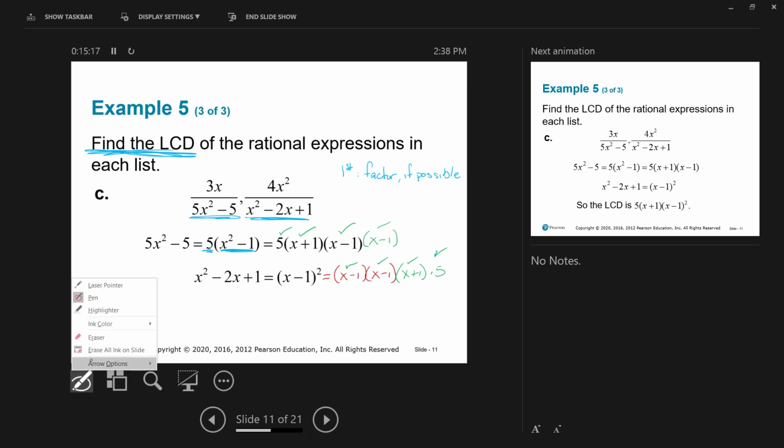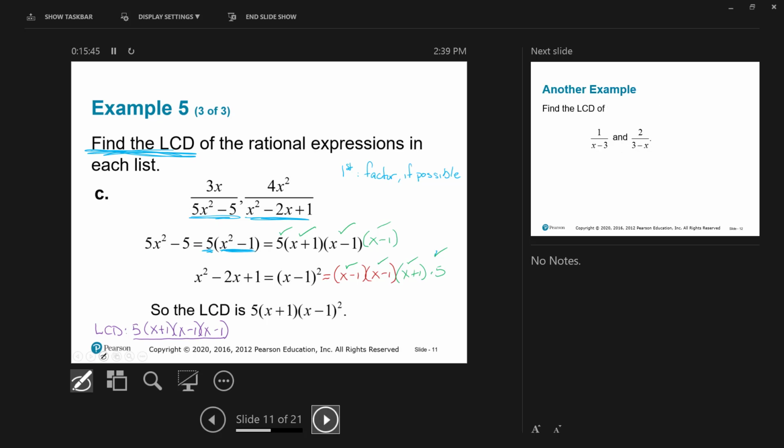So, in our case, what we are telling ourselves is this. We are telling ourselves that the common denominator, the LCD in this case, is going to be made up of a 5 and x plus 1 and two x minus 1s. I would leave it written out this way. I wouldn't put the x minus 1 squared. I will literally leave it that way. And they agree with us. Again, they wrote it with the square. I don't recommend it. All right?